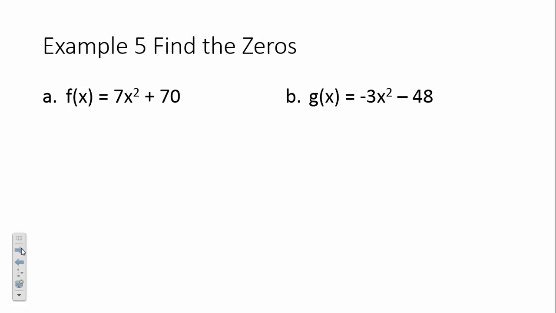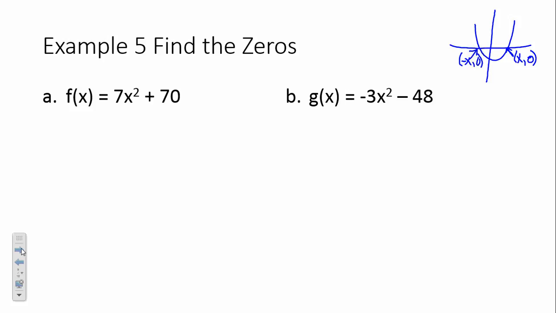Okay, so one last step. They want us to find the zeros. So what are zeros? Where the line is going to touch the x-axis. Okay? If our parabola is touching our x-axis, those are the places, the values of x, where y is 0. Okay? Those are the points where the y is 0.